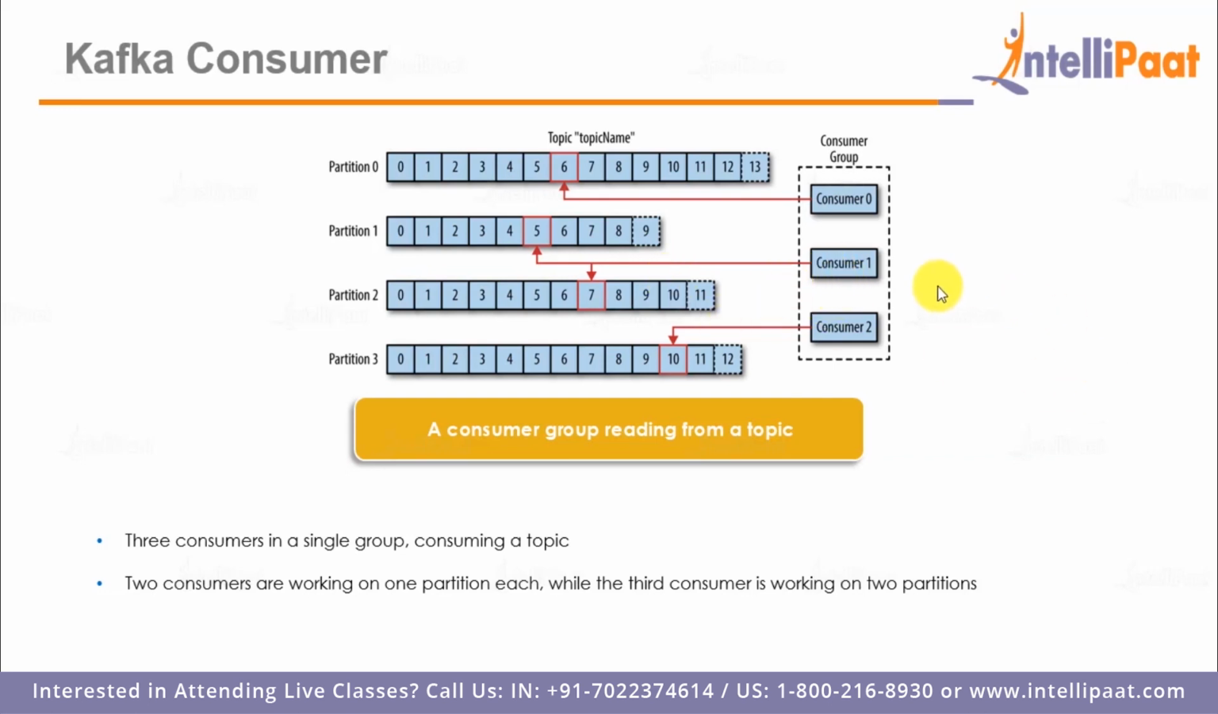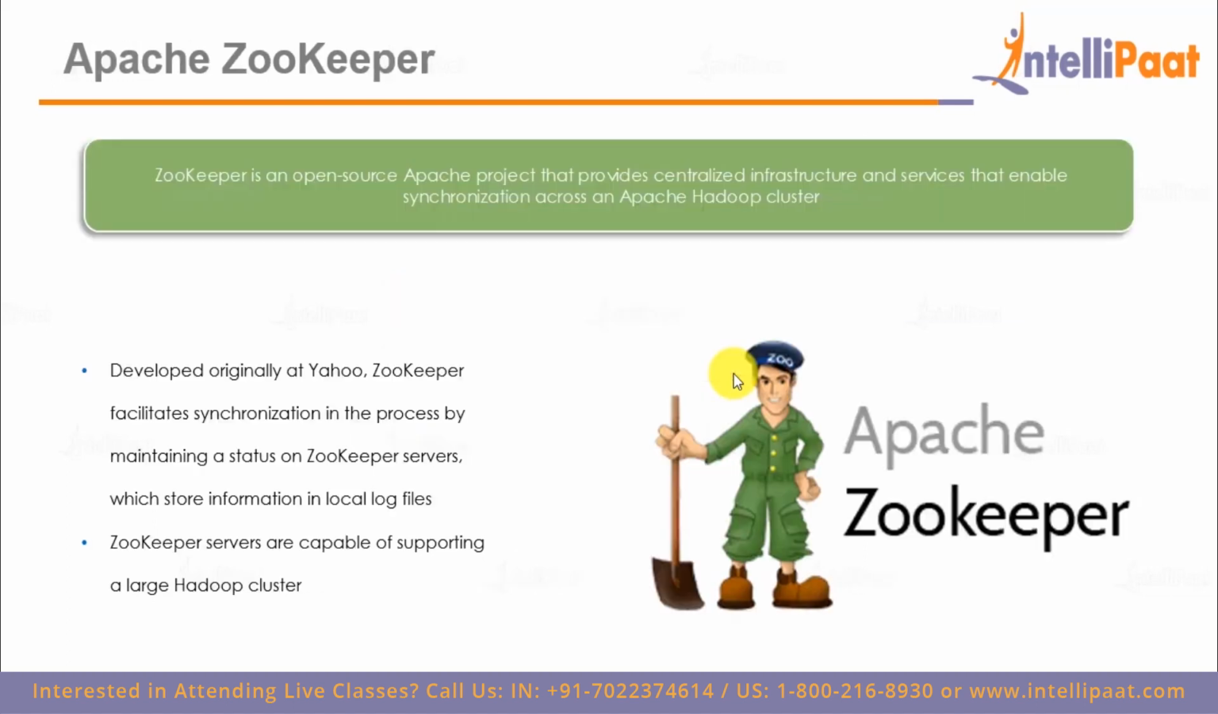Over here, consumer 1 reads offset value 5 and 7. Consumer 0 reads offset value 6 and consumer 2 reads offset value 10. So if all of the consumers work in tandem and maintain the synchronicity, then there would be absolutely no problem, right? Now let's start off by understanding what exactly is Apache Zookeeper and how does it help when it comes to working with Kafka. So let's actually start off by looking at the definition.